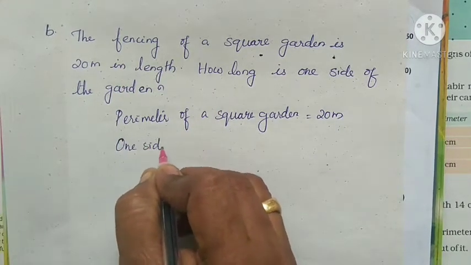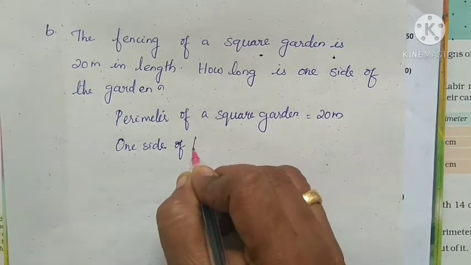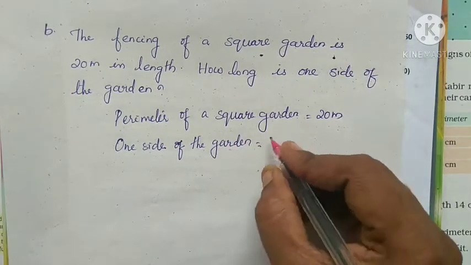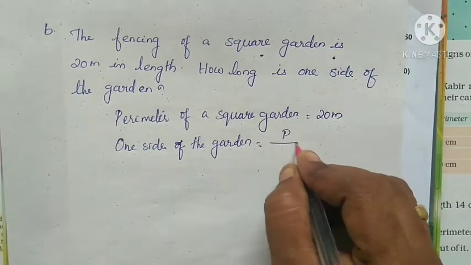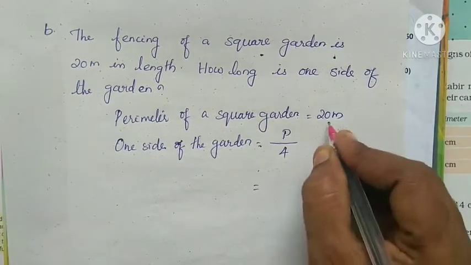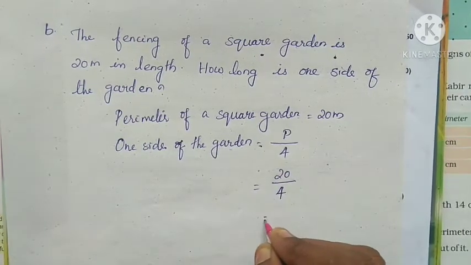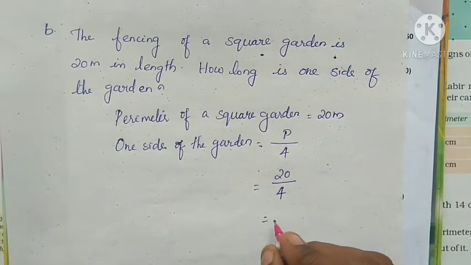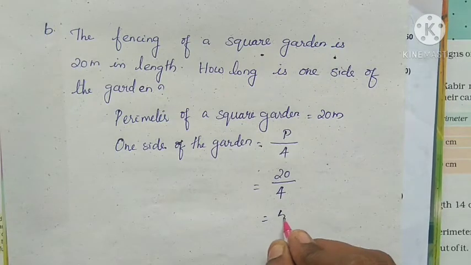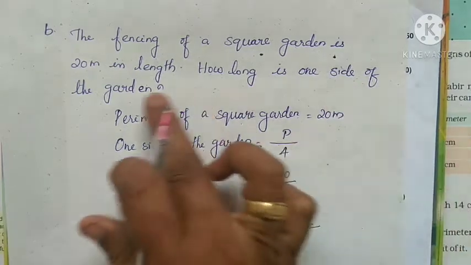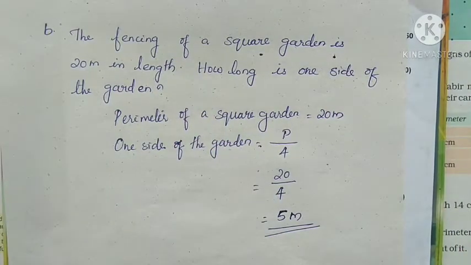One side of the garden is equal to perimeter divided by 4. That is equal to, perimeter here is given as 20, 20 divided by 4. 20 divided by 4 is equal to, yes, 5 meter is the length of one side. Understand? Length of one side is equal to 5 meter.